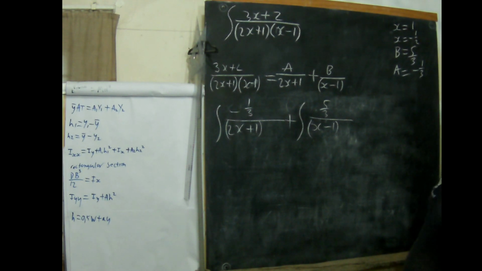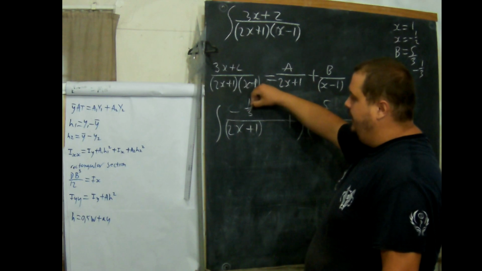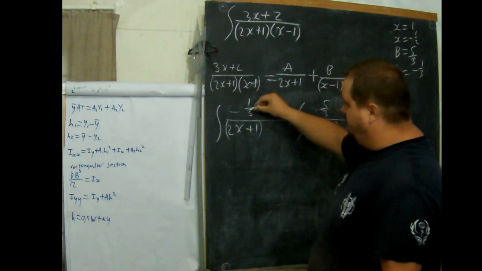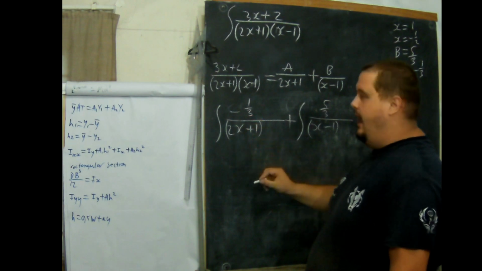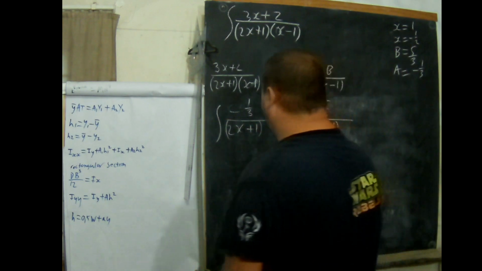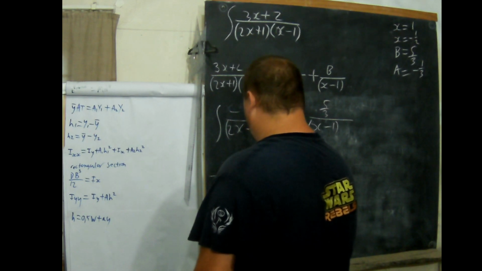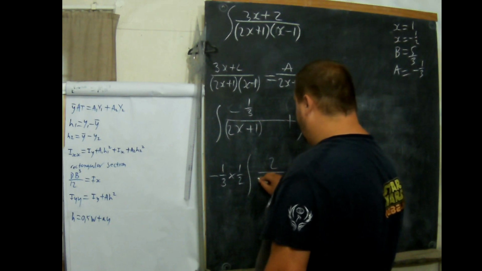Alright, so now this is where it might get a little bit confusing. What we do is we take the 1 over 3 outside of the integral sign. And then we multiply here by 2. So 2 over 2 makes 1. And then we multiply the outside by a half. That's how it works. So we have negative 1 over 3 times a half integral, then we have 2 over 2x plus 1.